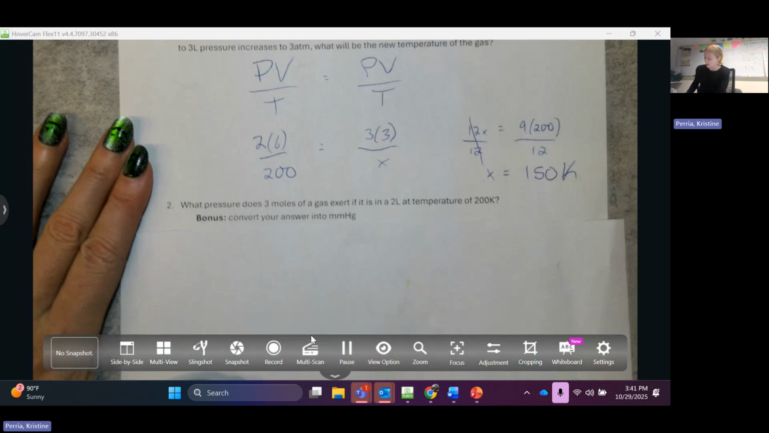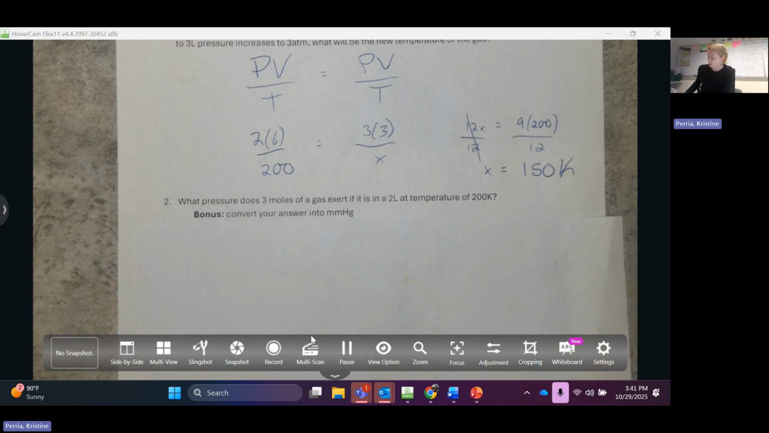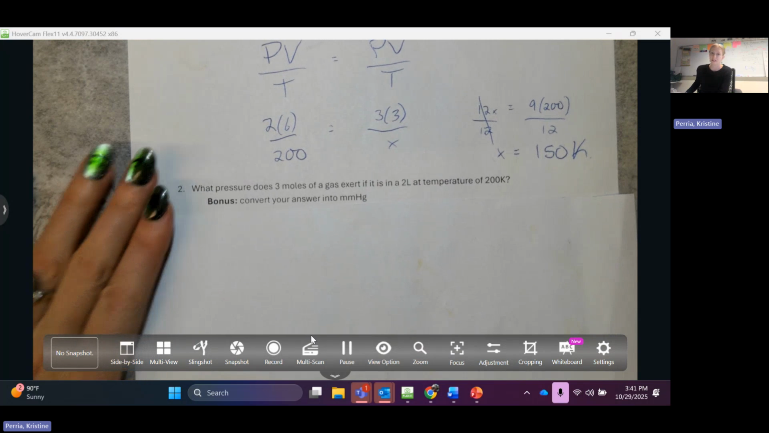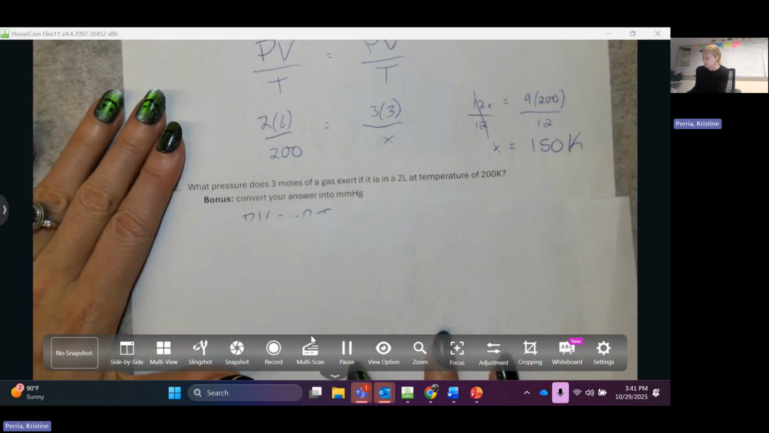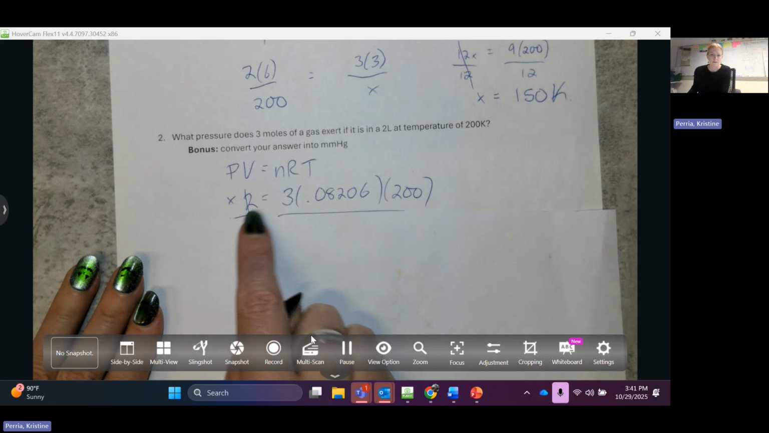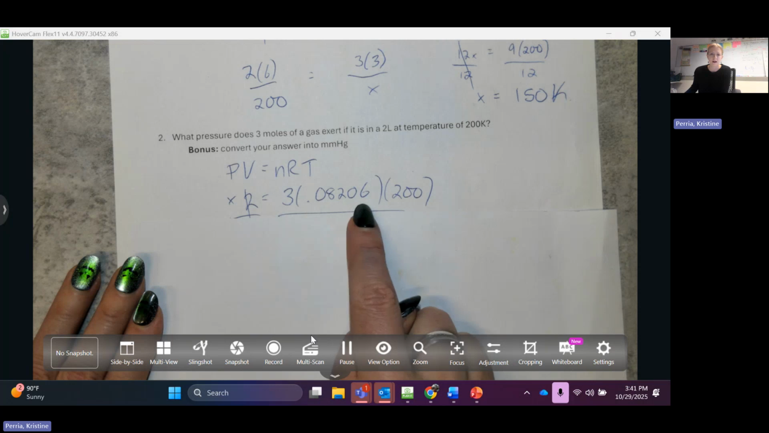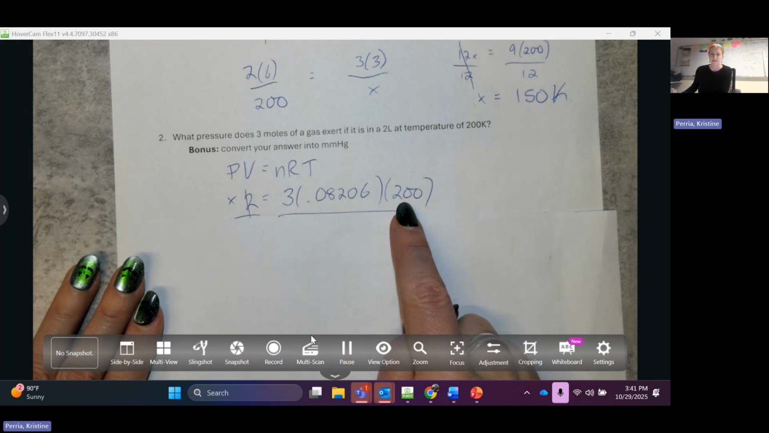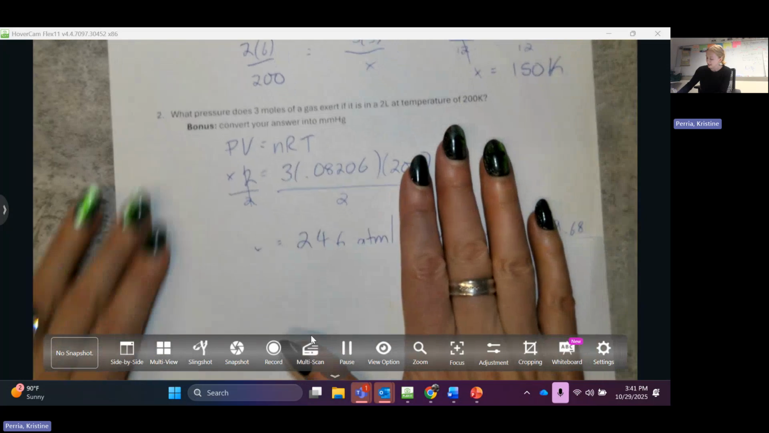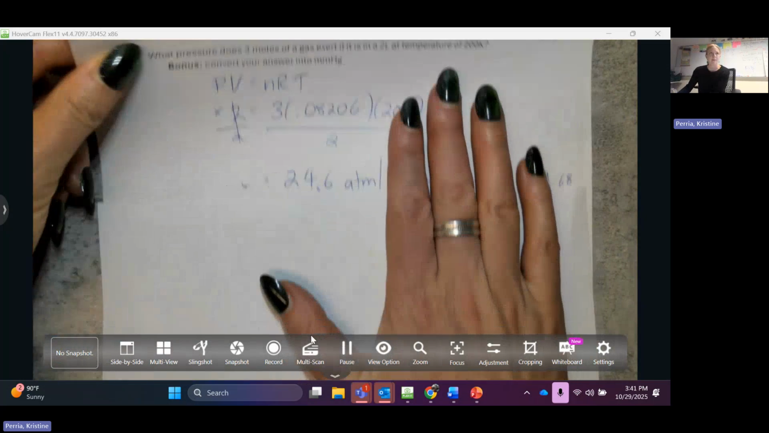Number 2, what pressure does 3 moles of a gas exert if it is in a 2-liter container? That's what it should say. At a temperature of 200 Kelvin. Bonus, convert your answer to millimeters of mercury. So this is just a basic PV equals nRT problem. So I'm plugging everything in. I don't know my pressure. I do know my volume. I know my moles. I know my R, and my temperature is already in Kelvin. So if I divide both sides by 2, then I'm going to get 24.6 atmospheres.